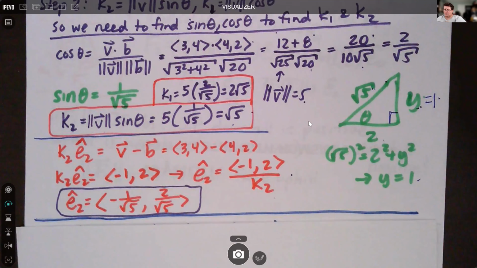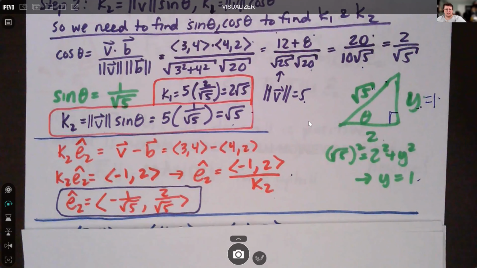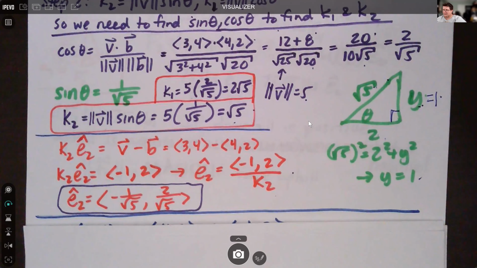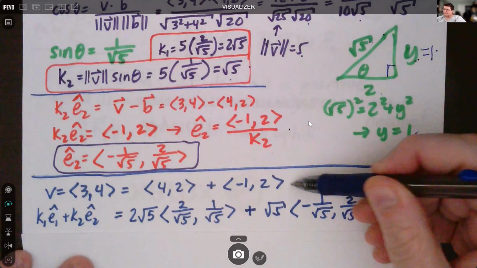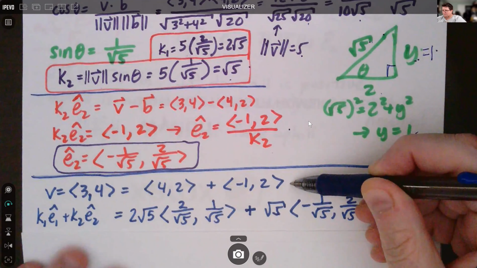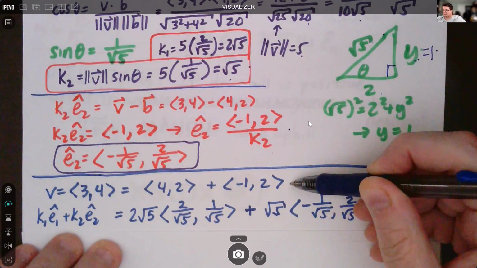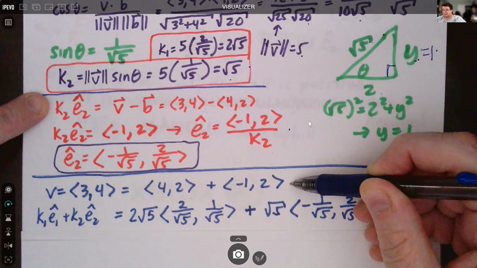Now we've got our K1, our K2, our E1, our E2. We can write V as a sum of orthogonal vectors that are not our i, j vectors. That was the decomposition of them. Finding the (-1, 2) like that was pretty easy. All we had to do was V minus B to find it.